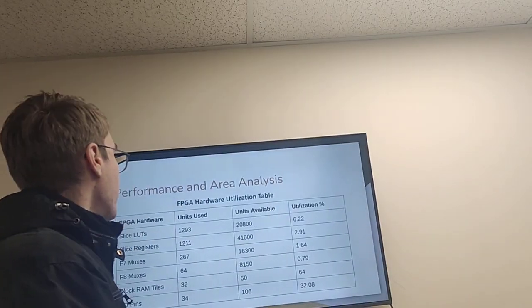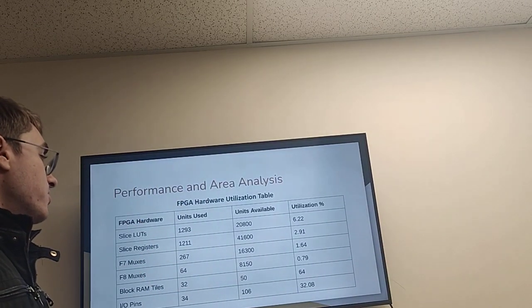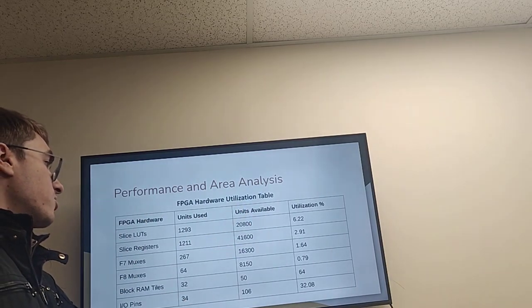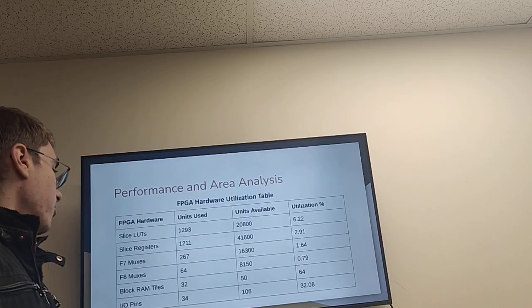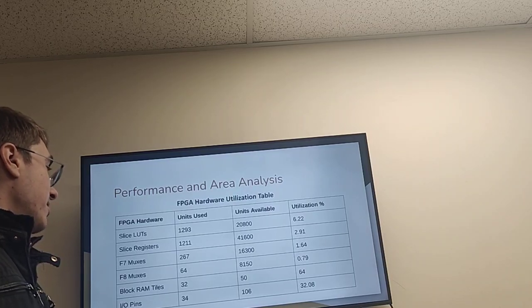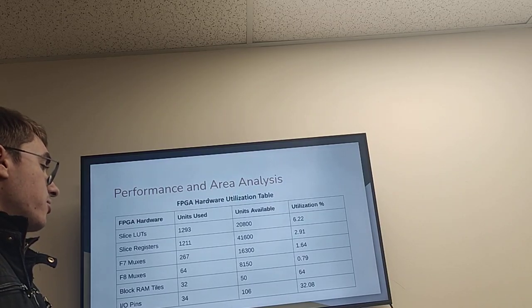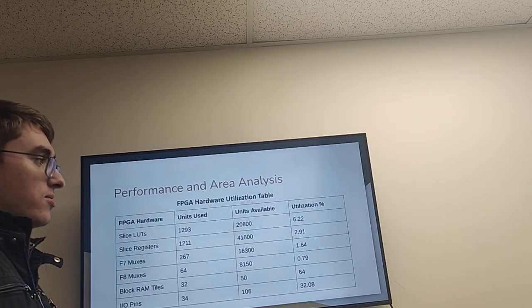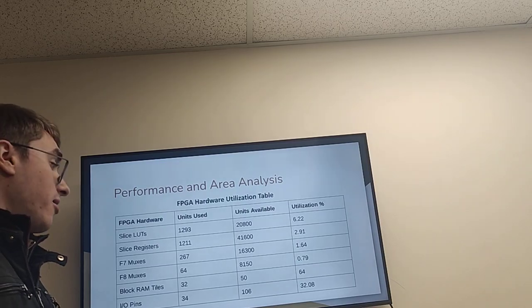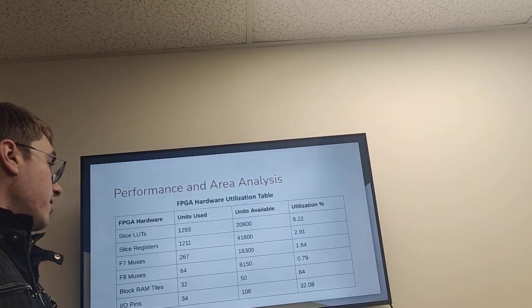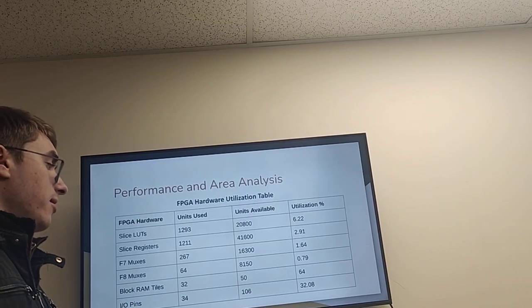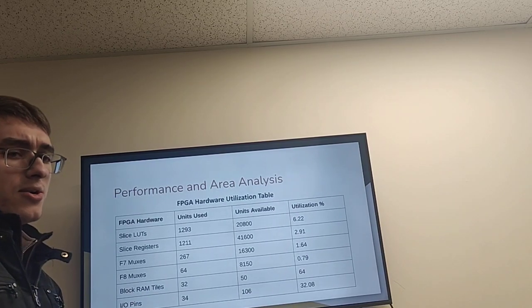And then we also took a look at our hardware utilization. So the slice lookup tables are like 6.22%. We found that our FPGA was mostly underutilized with the exception of maybe the block RAM tiles. We used 64% of the block RAM available on our FPGA. Other than that, most of the hardware was underutilized, so we could definitely have more room to expand our processor if we wanted to in the future.